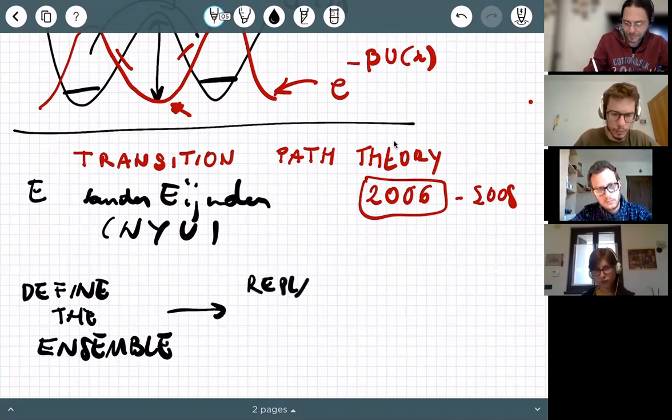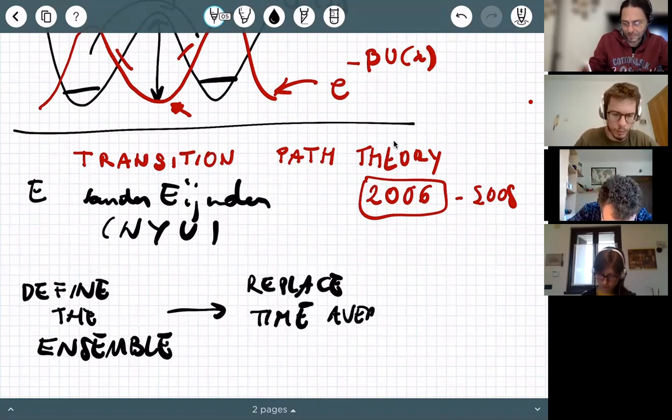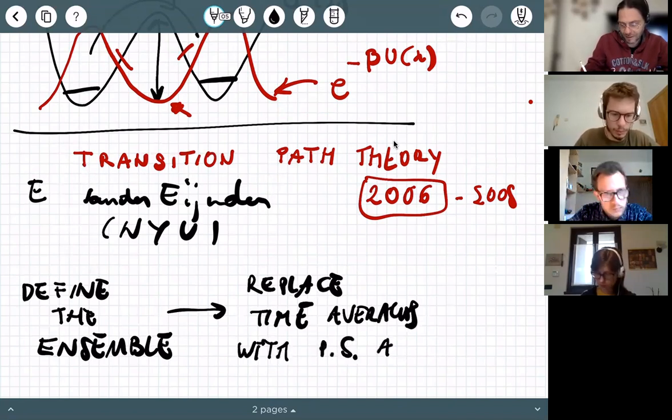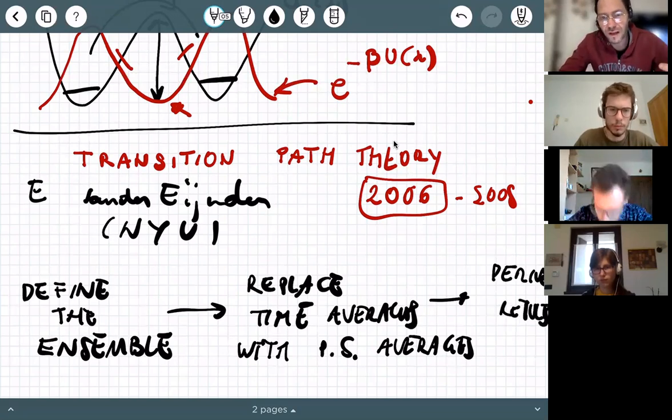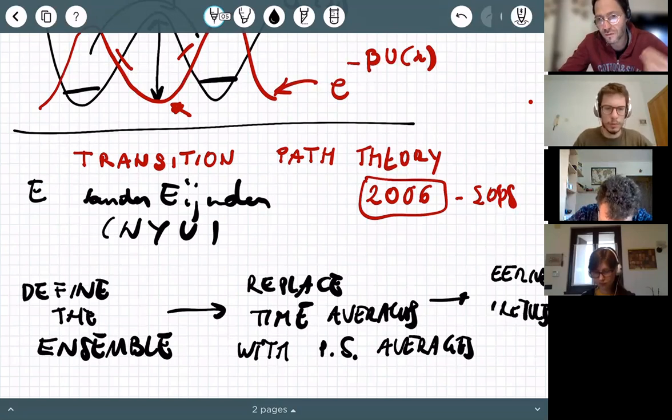replace time averages with phase space averages, introducing a distribution, and then derive results. By derived results, I mean the famous results of statistical mechanics, for instance, the Boltzmann structure, the structure of the Boltzmann distribution, the equivalence of the ensembles and all that.